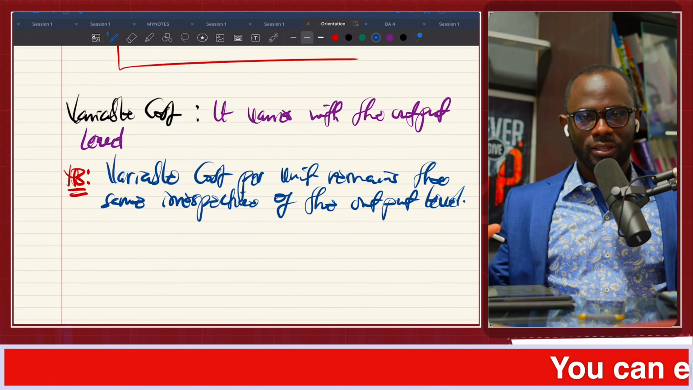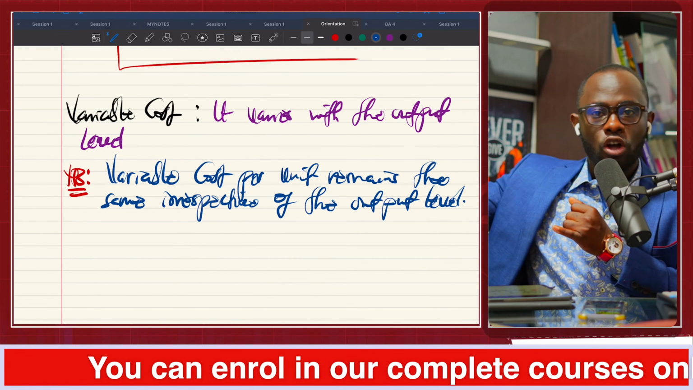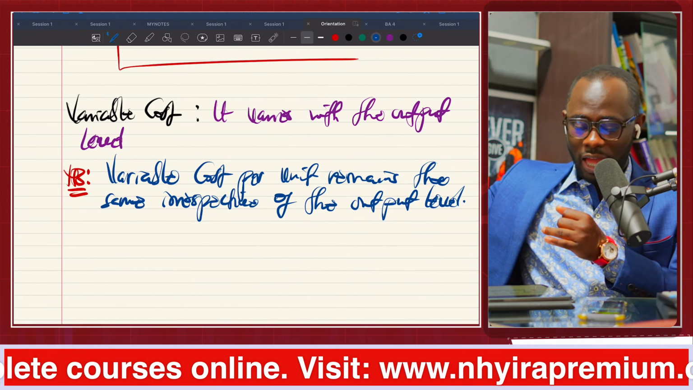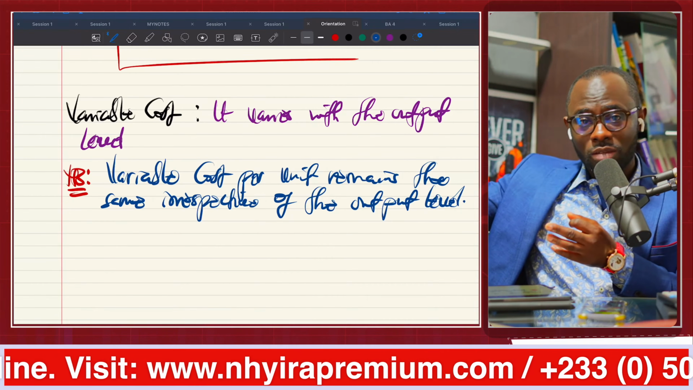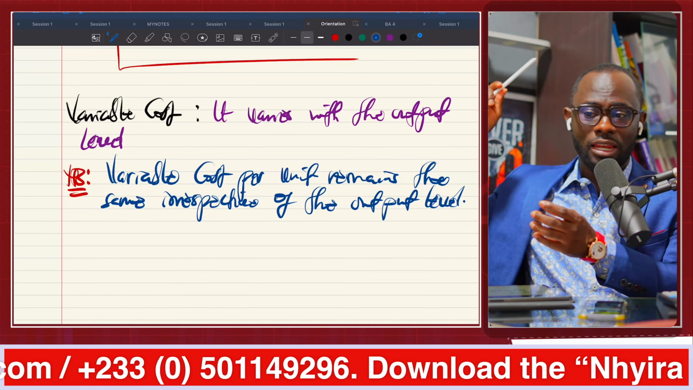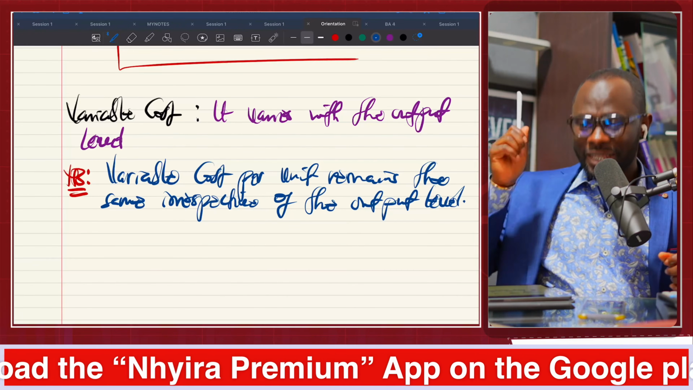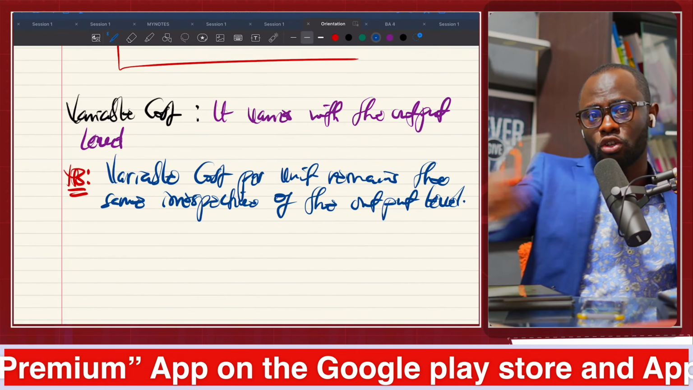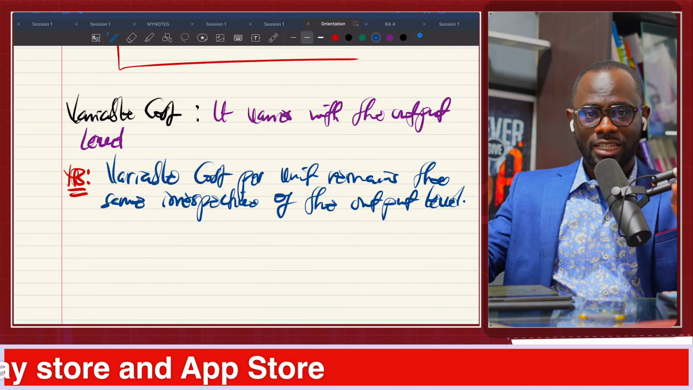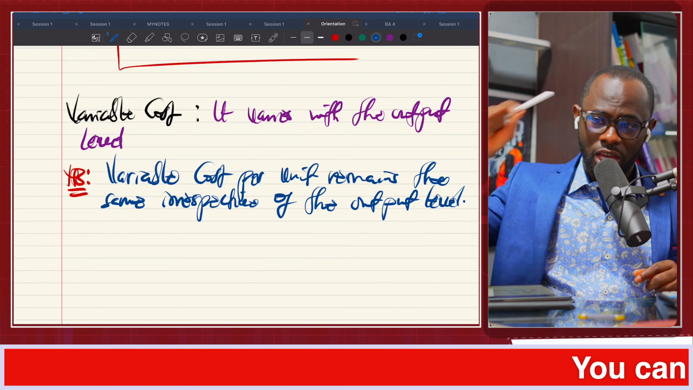This is a concept that you will apply in short-term decisions. It's a concept you apply in variance analysis, in budgeting, in investment appraisal, and in performance measurement and calculation of transfer pricing. This is a fundamental concept that is going to cut through a lot of things. So don't forget it: variable cost per unit remains the same irrespective of the output level.